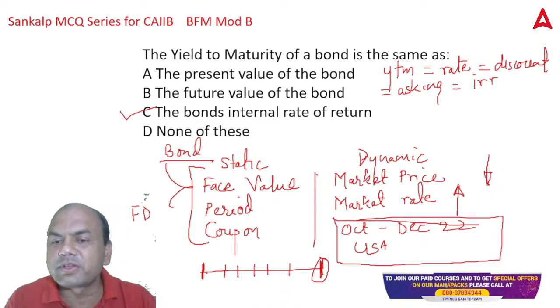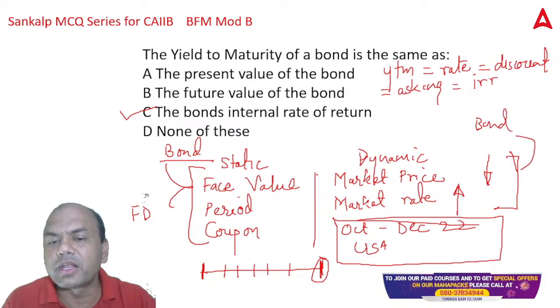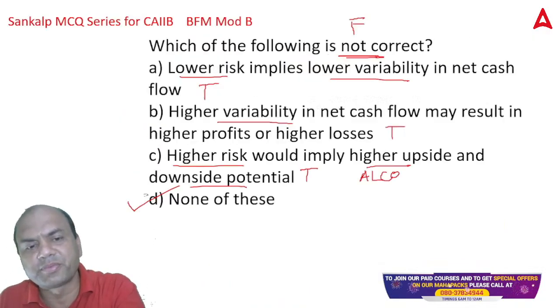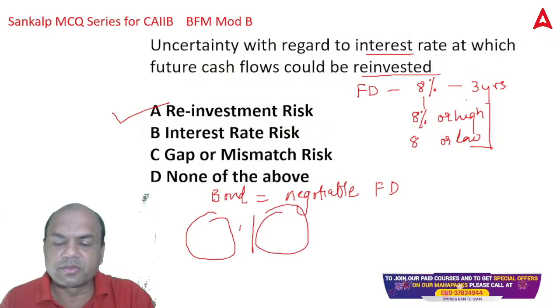This is the only part which changes bonds. Bond changes because of this. This is not available in FD. So that's why a bond equals a negotiable FD, isn't it? Got it? So, where were we? Yeah, over here. So, reinvestment.